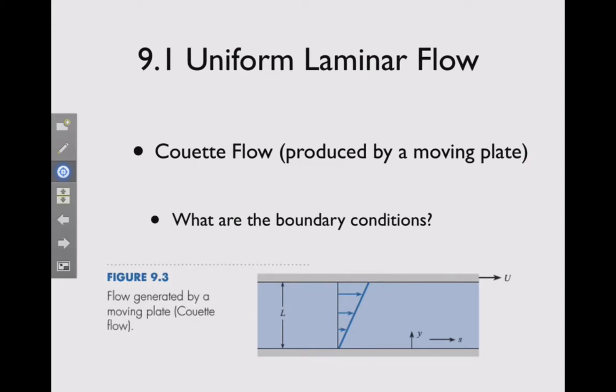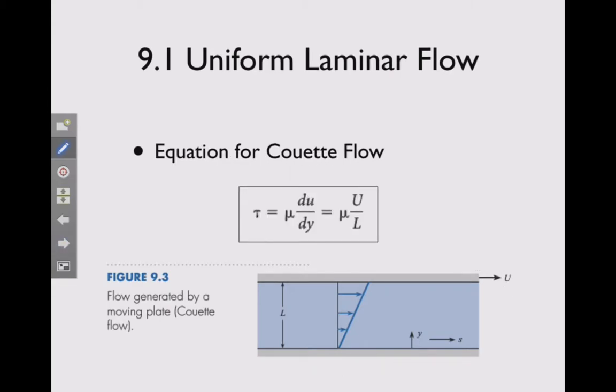If we think back to Couette flow, what do we have for the boundary conditions? We have that the velocity is going to be 0 at y equals 0. And we have the velocity is going to be equal to capital U at y equals L because this plate is moving. So down here, U equals 0. So we can apply these conditions actually.